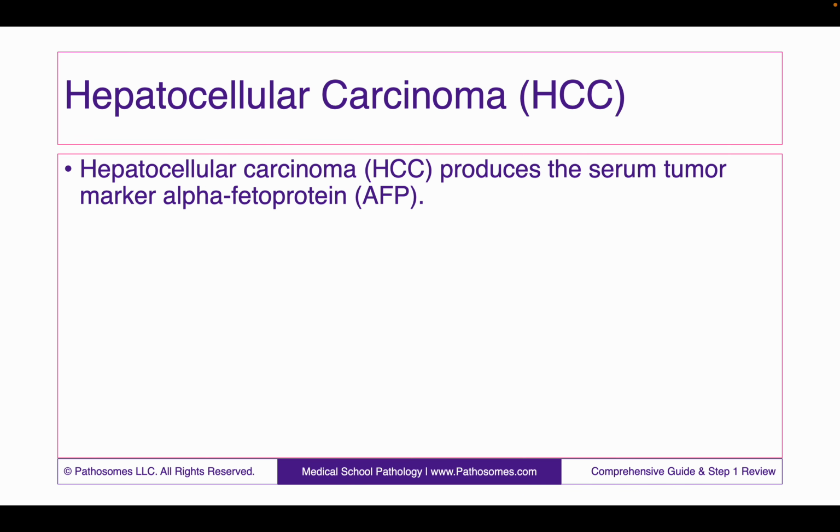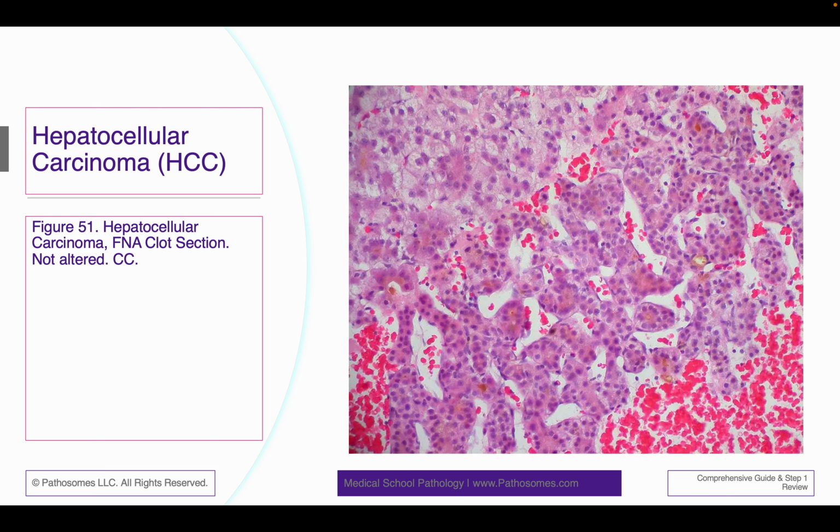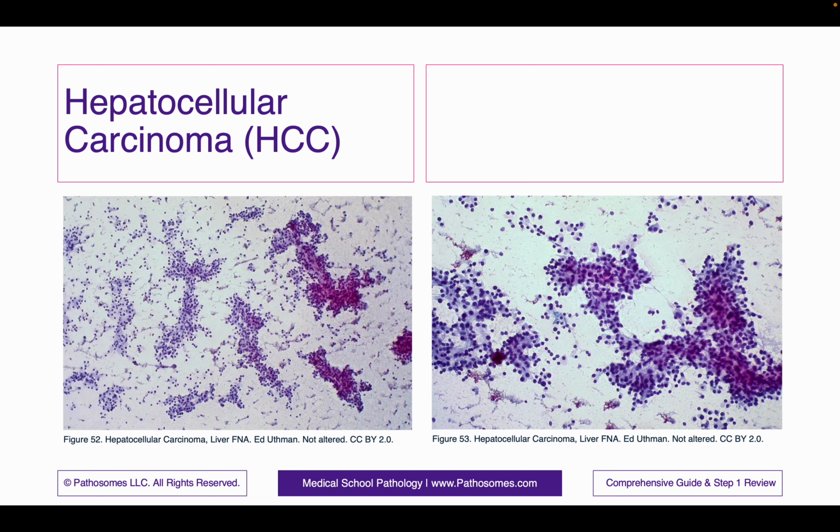Now, hepatocellular carcinoma produces the serum tumor marker AFP, which stands for alpha-fetoprotein, right? You'll be asked this. You need to be able to recognize it. Here's an image of a well-differentiated, meaning it looks like normal tissue, kind of. This is a well-differentiated hepatocellular carcinoma. And here is an FNA clot section from a patient with hepatocellular carcinoma. And here are a couple FNAs from a hepatocellular carcinoma.